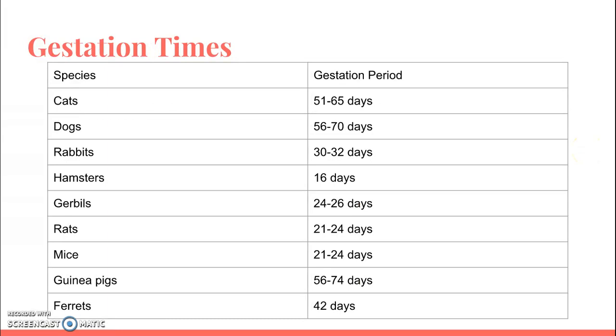So here I've given you a whole bunch of different gestation times based on species. So I've got cats, dogs, rabbits, hamsters, gerbils, rats, mice, guinea pigs, and ferrets. As you can see, typically the smaller the animal, the shorter the gestation period. This is how we can track reproductive traits so well in species like rats and mice and hamsters.